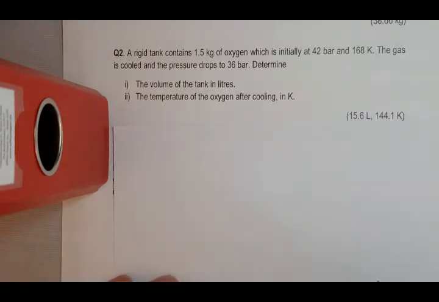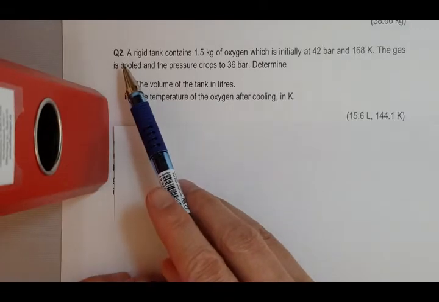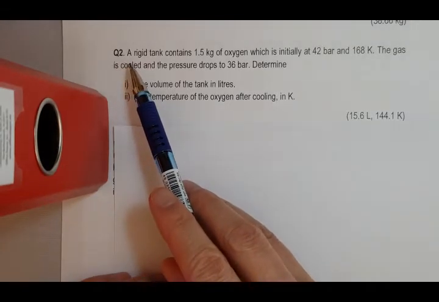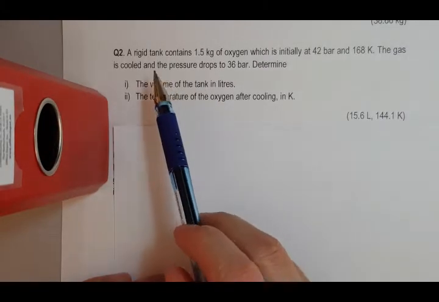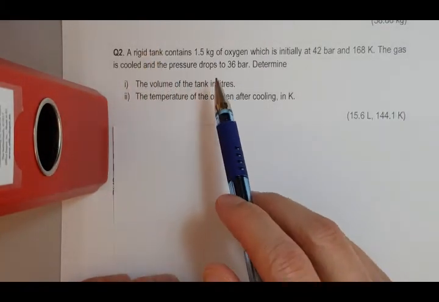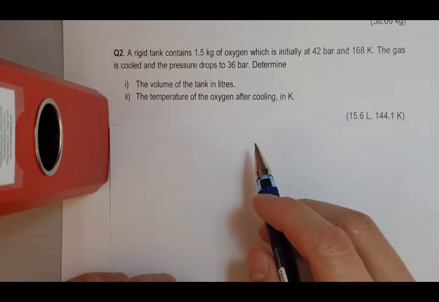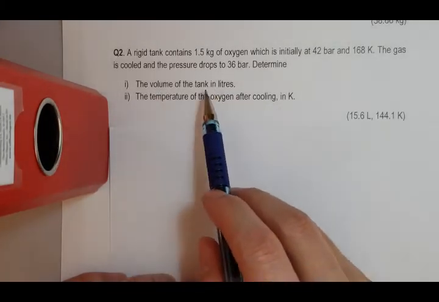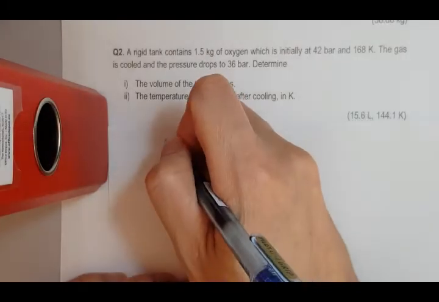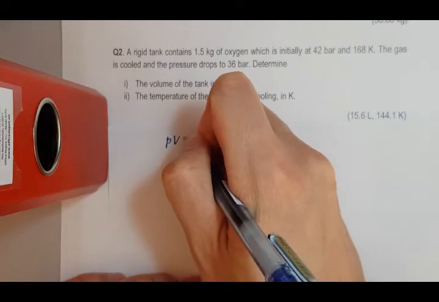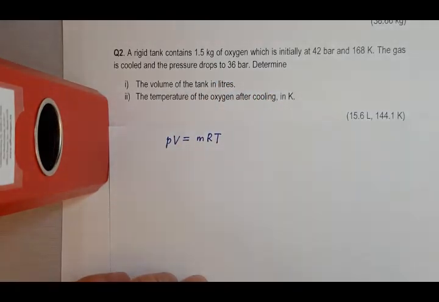Hello everyone, this is a video solution for question 2 in tutorial 4, which is about the ideal gas equations. This question is quite similar to the first question, Q1, which we just solved. We just need two equations to calculate the volume of the tank in liters. First, we use PV equals MRT, which is what we call the ideal gas equation.